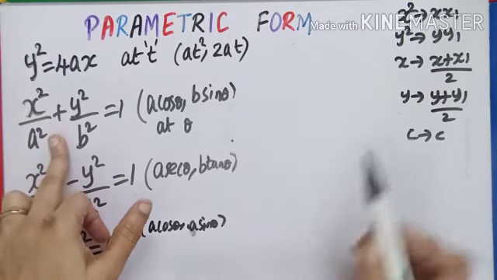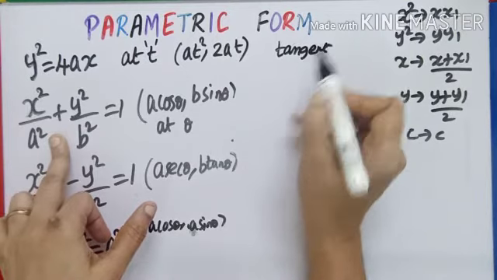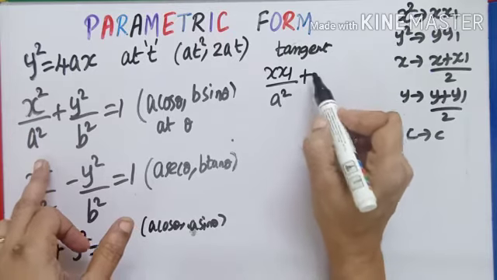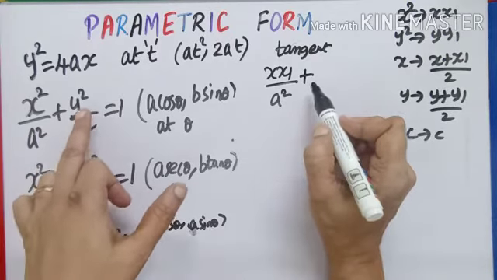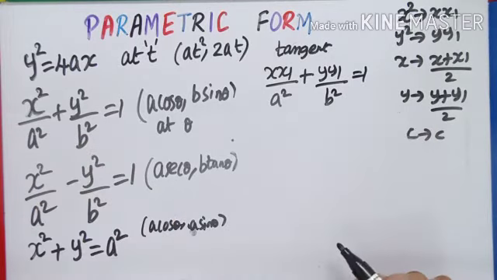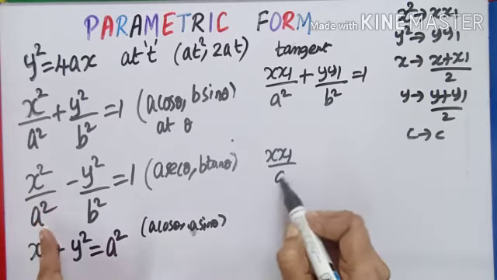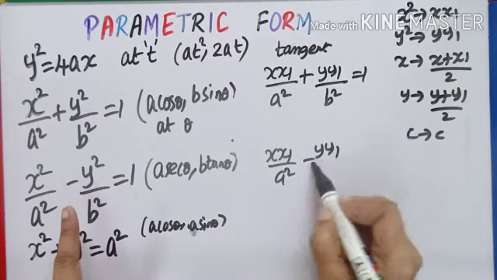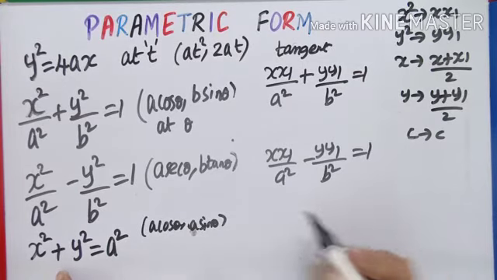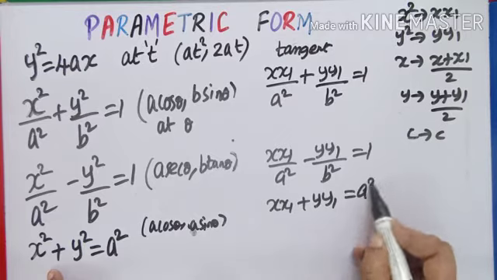For the ellipse equation, we write the tangent using the technique: x square becomes xx1 by a square, as it is, plus as it is, y square becomes yy1 by b square, equals 1. For a hyperbola, it is xx1 by a square minus yy1 by b square equals 1. For a circle, xx1 plus yy1 equals a square.